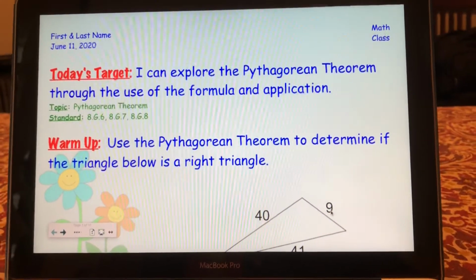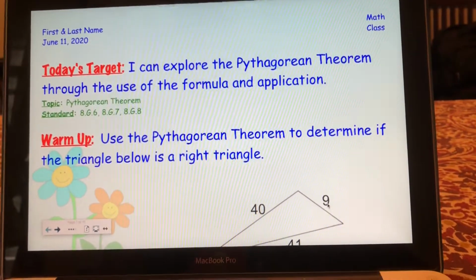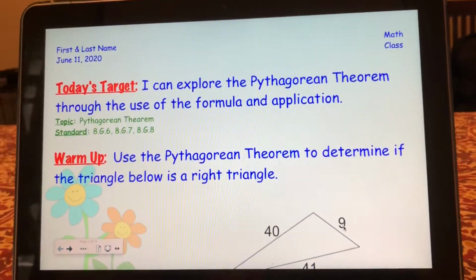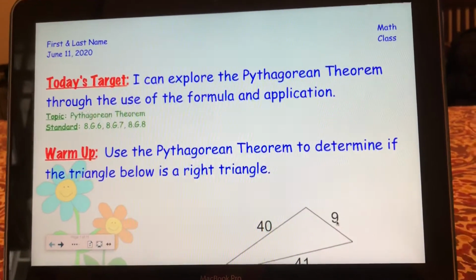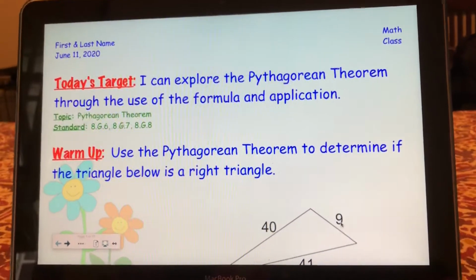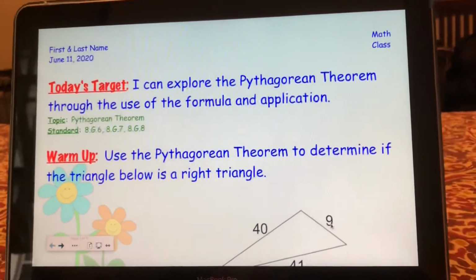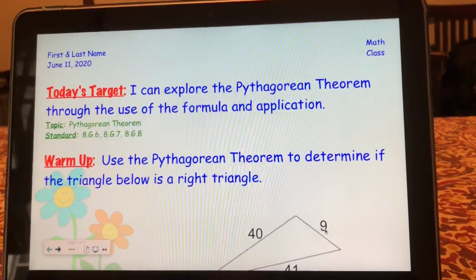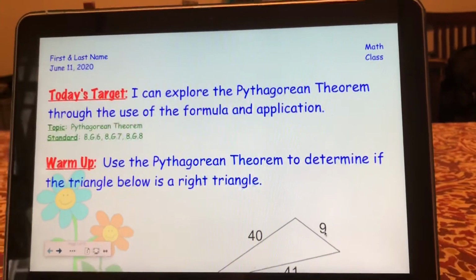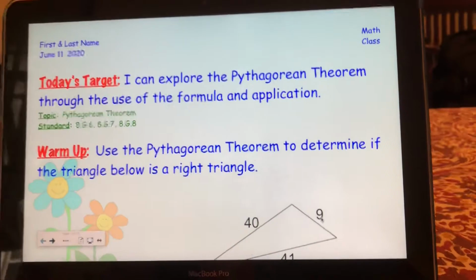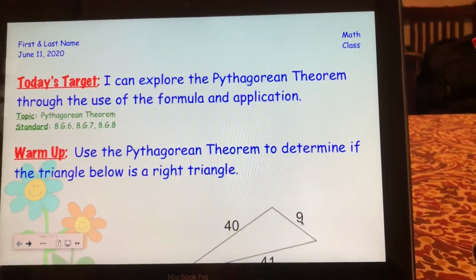So, take out your notebooks. Put today's date on it. Write out today's target, and today's target is: I can explore the Pythagorean theorem through the use of the formula and application. So let's take a look at our warm-up.